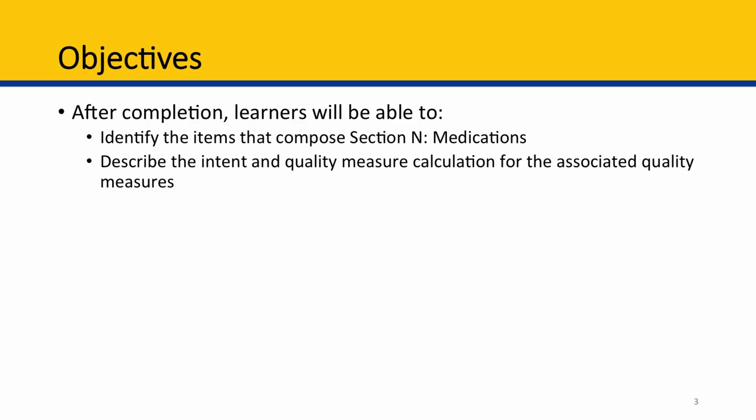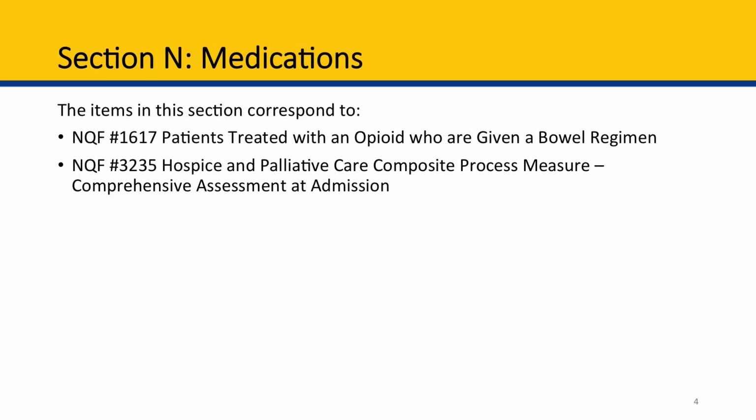After completion, learners will be able to identify the items that compose Section N, Medications, describe the intent of the measure, and the corresponding quality measures. The items in this section correspond to NQF 1617, patients treated with an opioid who are given a bowel regimen, and NQF 3235, Hospice and Palliative Care Composite Process Measure, Comprehensive Assessment at Admission.